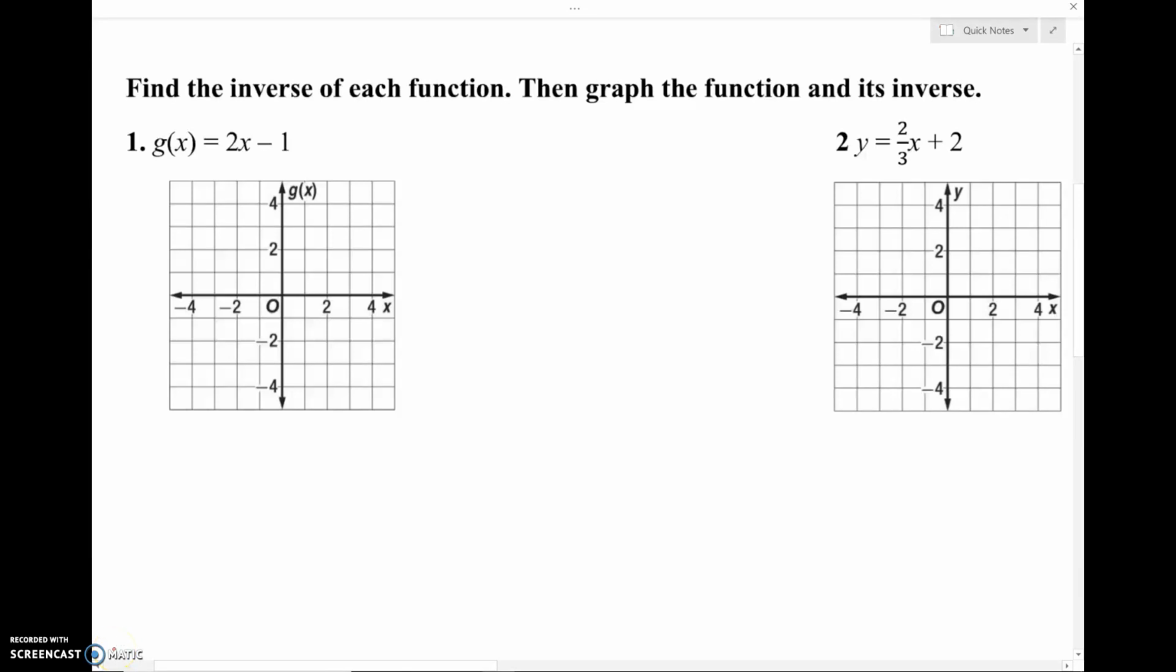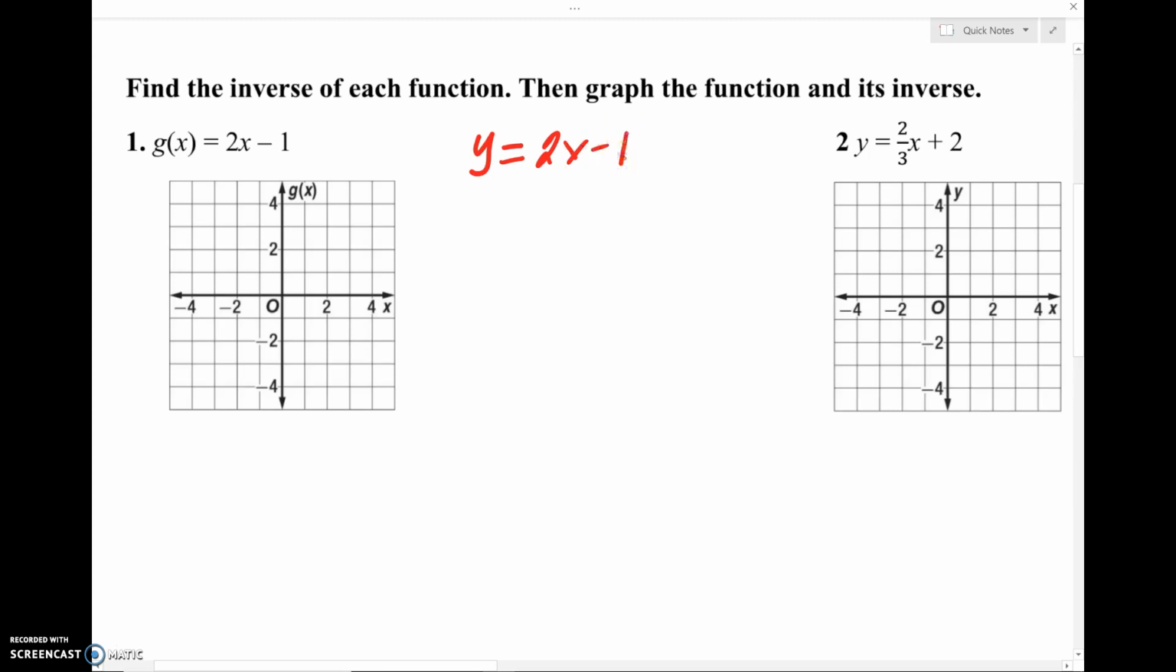What we're going to do is go ahead and find the inverse of each of the following functions. We're going to start with number 1. We have g of x equals 2x minus 1. And what you do is you replace g of x with y equals, and then you have 2x minus 1.